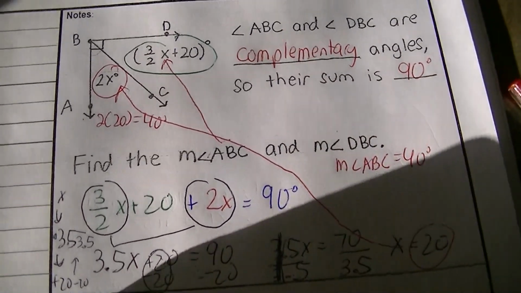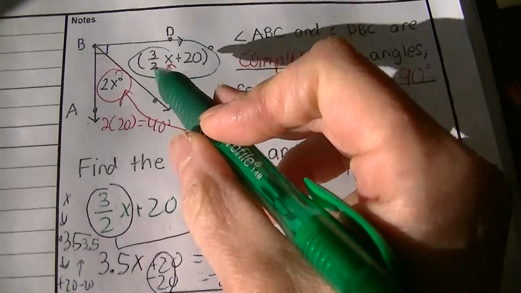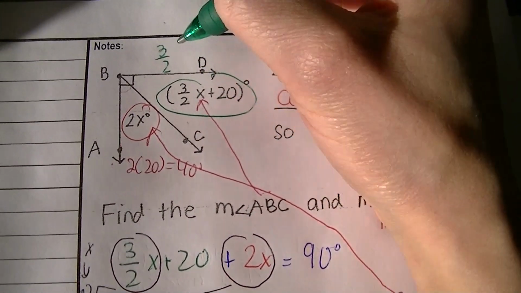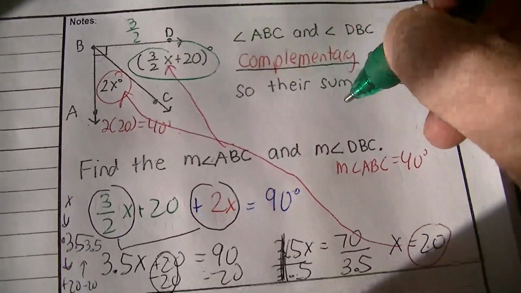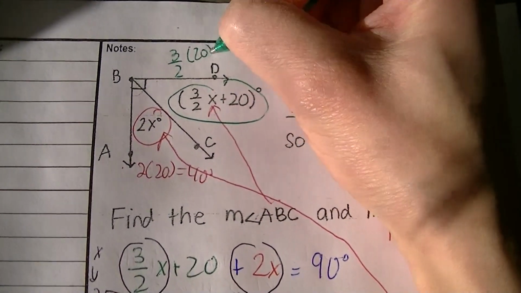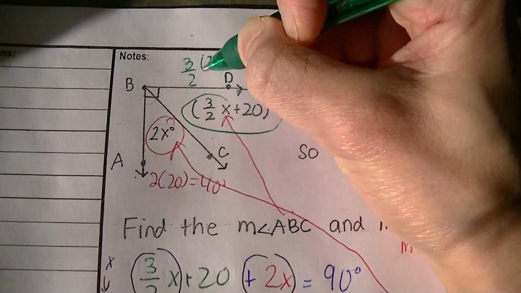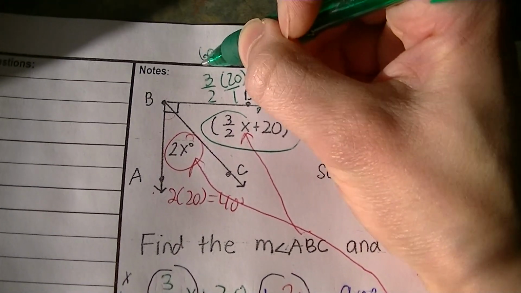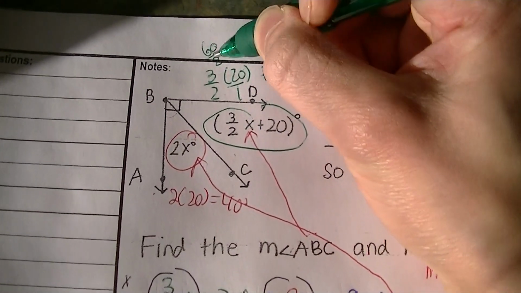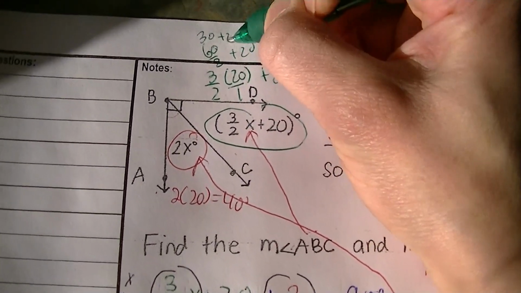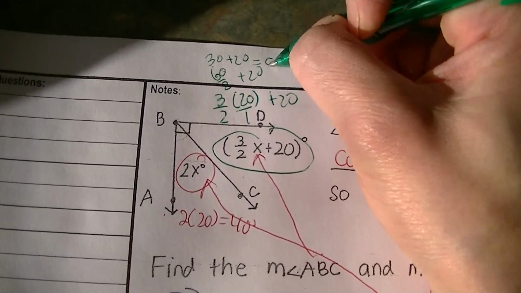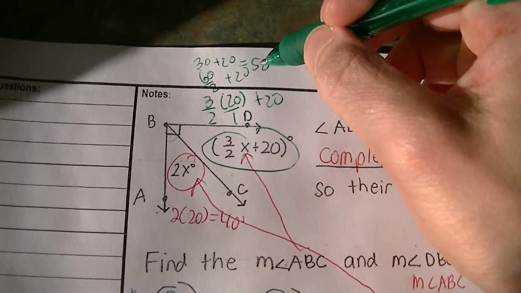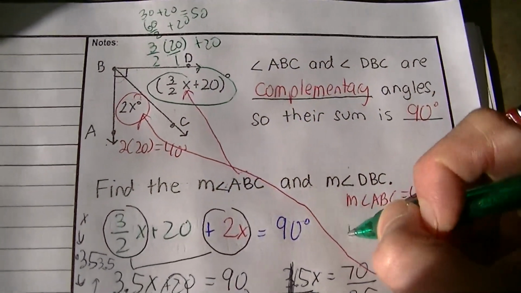Okay, and now the next one, I'm going to substitute that 20 back in right there. So 3/2 x, or you could do 1.5, times x. x was, what did I say, 20? And then after that, you have to add 20. So that's really 60 divided by 2 plus 20. 60 divided by 2 is 30. 30 plus 20 is 50. So the measurement of this angle DBC is 50 degrees.